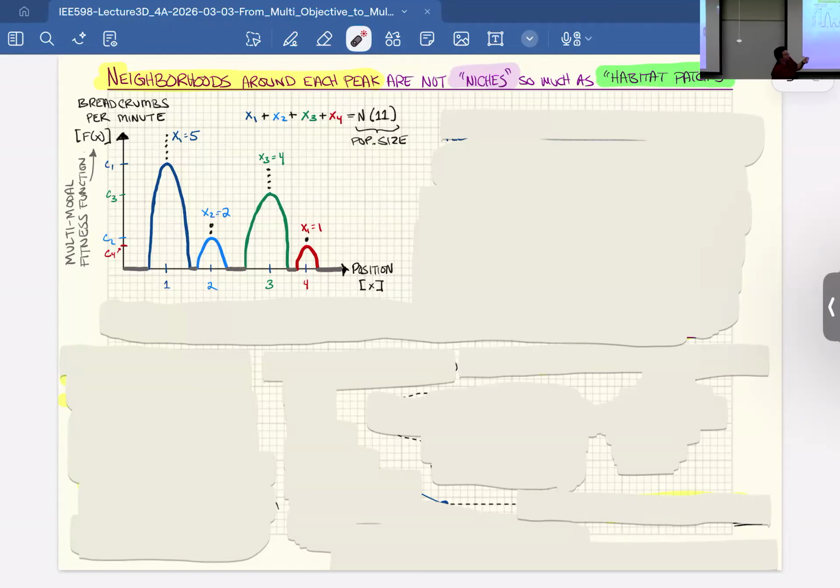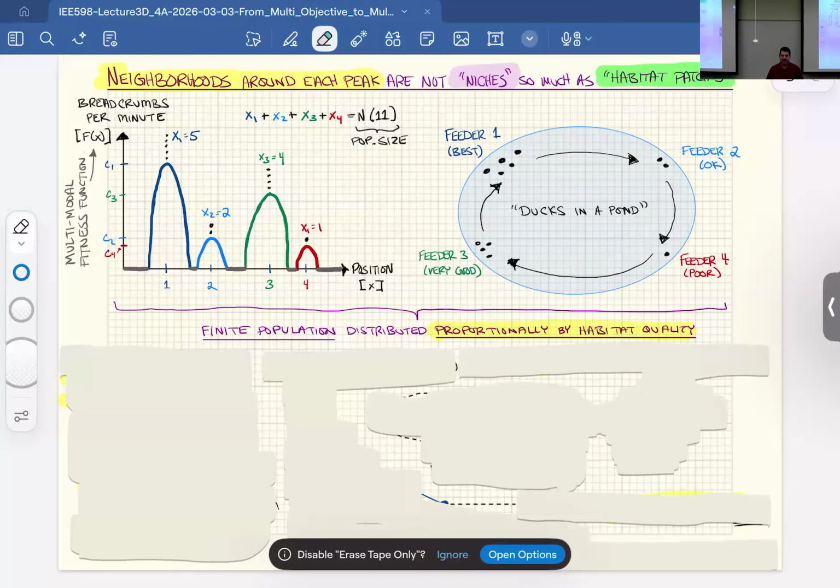But what it does look like to me, and it fits much better with the math, is habitat patches. Although we're going to be using genetic algorithms underneath it all, which suggest an evolutionary, generational dynamic, the diversity preservation mechanisms are going to look a lot more like animals moving from patch to patch. In other words, it looks a lot more like ducks on a pond.